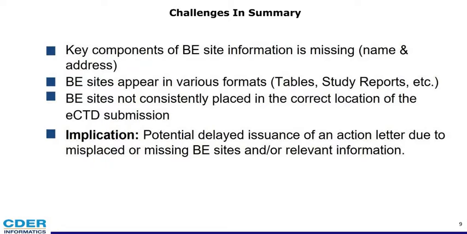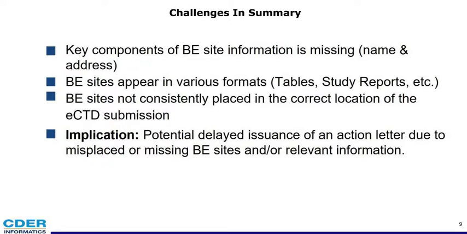And also BE sites appear in different formats. We expect the table format, in Table 10, where the information would be very clear, and we don't spend too much time digging in, identifying, and doing a comparison. But unfortunately, we see a lot of different formats: table, study report, text format. And this is the biggest key: the BE site information is not consistently placed in a central location, which we expect.